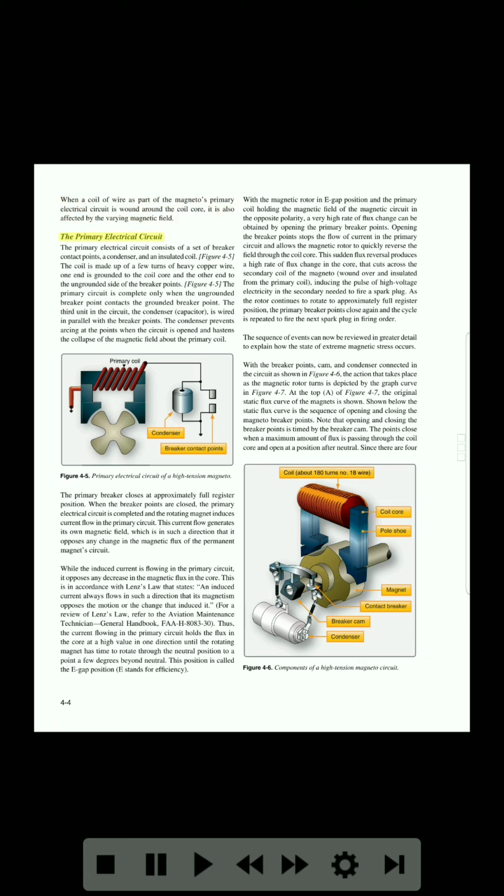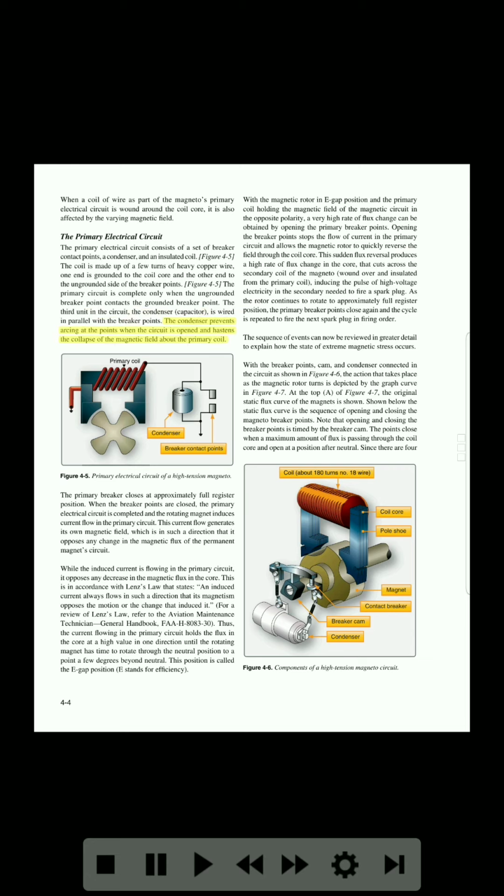The primary electrical circuit. The primary electrical circuit consists of a set of breaker contact points, a condenser, and an insulated coil. Figure 4-5. The coil is made up of a few turns of heavy copper wire. One end is grounded to the coil core, and the other end to the ungrounded side of the breaker points. Figure 4-5. The primary circuit is complete only when the ungrounded breaker point contacts the grounded breaker point. The third unit in the circuit, the condenser (capacitor), is wired in parallel with the breaker points.